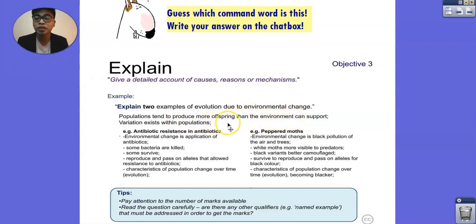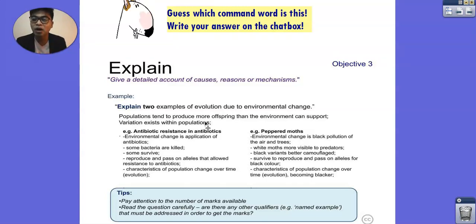Variation exists within the population. Usually we mark you wrong here if you just define what is evolution and what is environmental change. You need to give the relationship between evolution and environmental change, and tell us why environmental change happens because of evolution. So you need to have the cause and effect when you discuss an explanation.